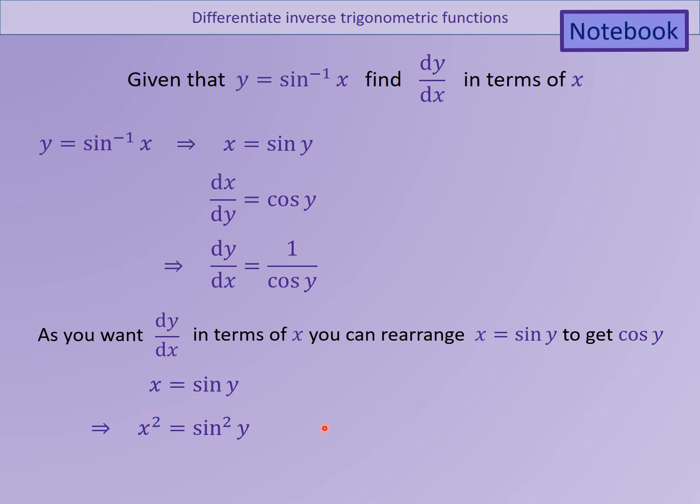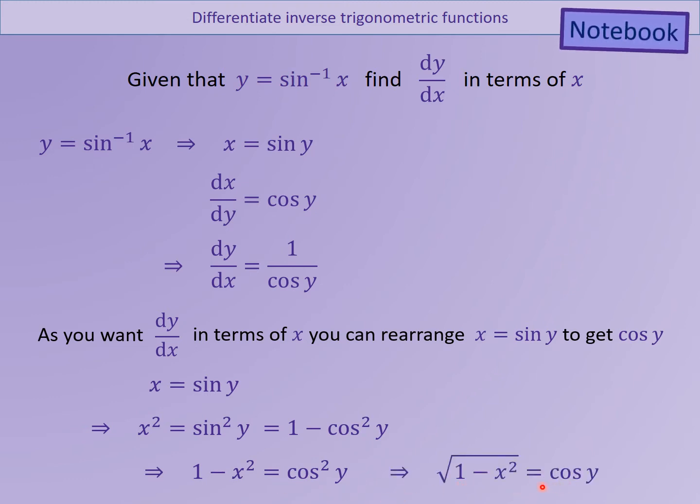So I know that x equals sine y. Now if x equals sine y, I know that x squared equals sine squared y. And I also know that sine squared y is exactly the same as 1 minus cos squared y. So if I do a bit of rearranging here, I should be able to make cos y the subject. 1 minus x squared equals cos squared y. So therefore, cos y equals the square root of 1 minus x squared.